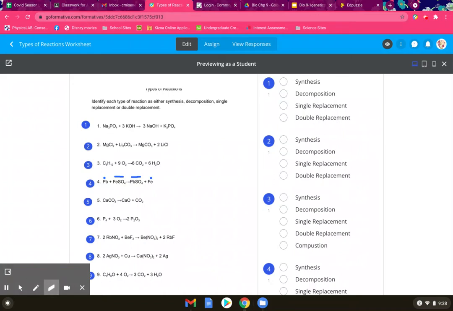The other types: for number 6, I've got two things becoming one. So that's going to be synthesizing, or that'll be a synthesis reaction. And number 5, I've got one substance and it's making multiple. That's going to be decomposition. So make sure you know those different types of reactions.